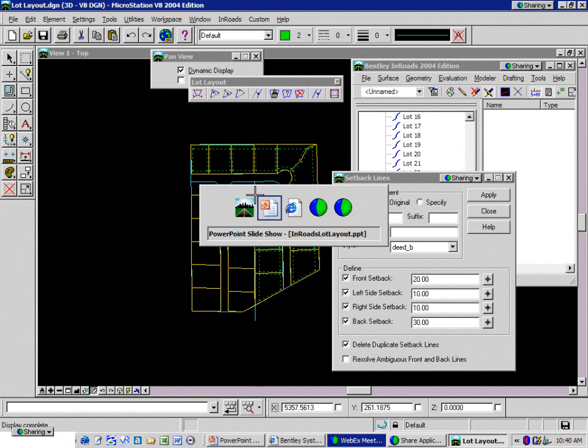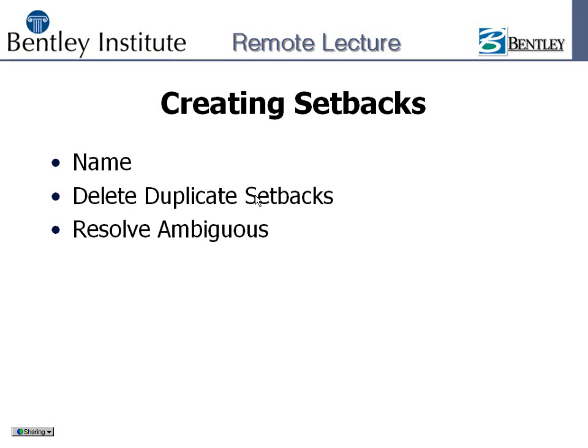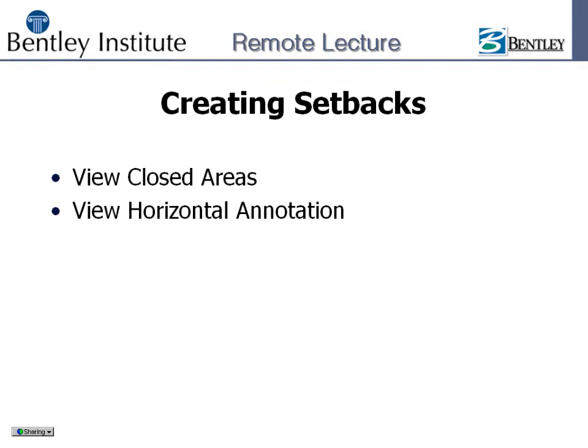So now we can see that we can easily come through here, create our setback lines. We got the name. It can have a separate name. It can have a prefix or suffix, and then we delete duplicate setbacks for updating, and then we resolve ambiguous for multi-sided lots. All right.